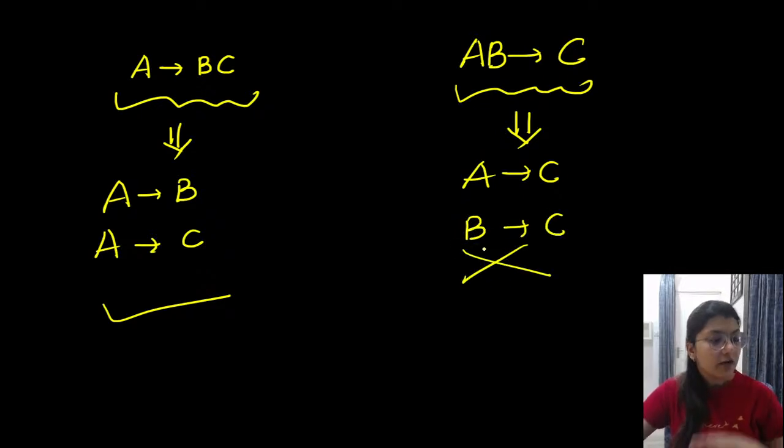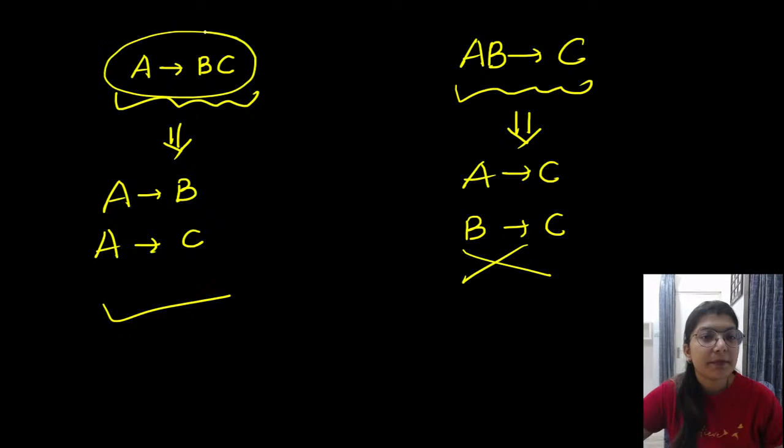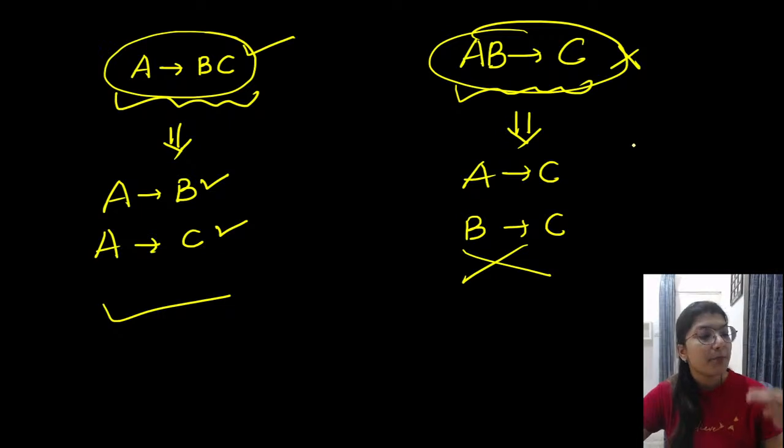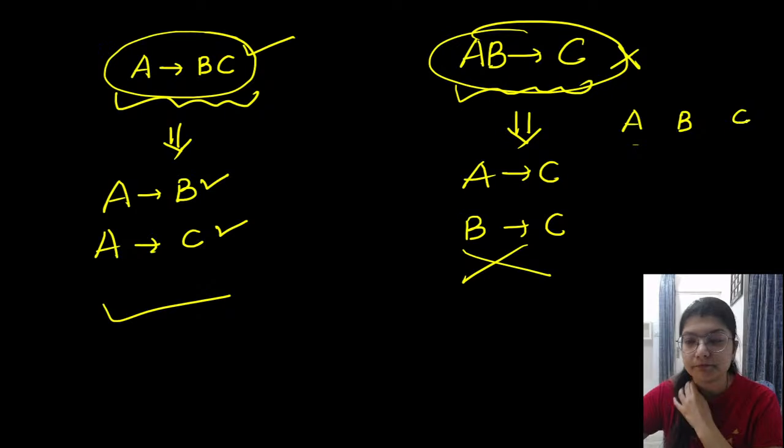So when you are trying for the minimal cover, we have to start with this. But for breaking the functional dependencies, we have to check which type they are. If they are of this type, we can break them. If they are of this type, we cannot break them. Why can we not break them? Because one is saying that A can determine B and A is determining C, correct. But this statement is saying that A and B combined are determining C.